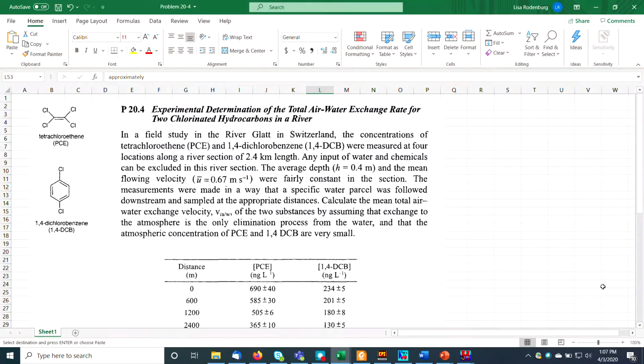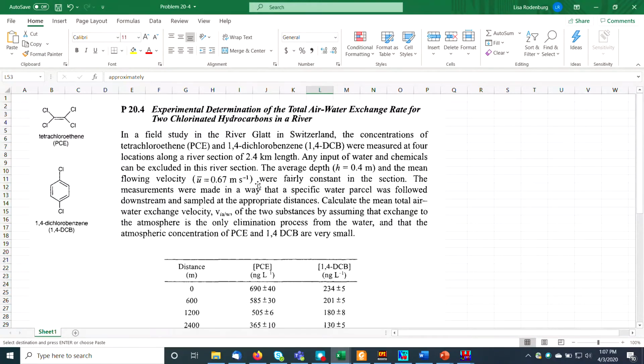Today I'm going to do problem 20.4 from the Schwarzenbach et al. textbook. This is a problem about air-water exchange, experimental determination of the total air-water exchange rate for two chlorinated hydrocarbons in the river. The chlorinated hydrocarbons we're going to deal with are tetrachloroethene or tetrachloroethylene, which we call PCE, and 1,4-dichlorobenzene, which would be para-dichlorobenzene.